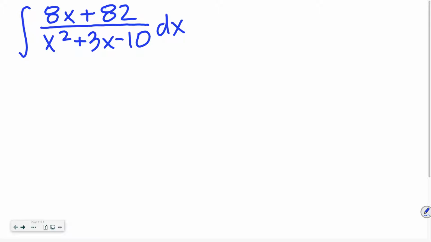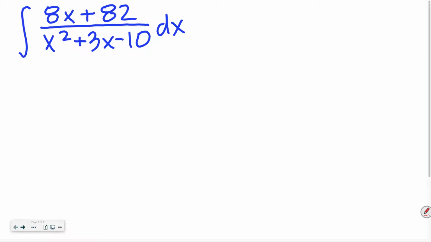Okay. Do we have a basic rule that this fits? I wish. The second thing that we look for, I see that there's a quadratic in the denominator and a linear upstairs. So like if I let u equal x squared plus 3x minus 10, does du equal 8x plus 82? No. Not even a little bit. So, can we factor? Yeah. I wish.